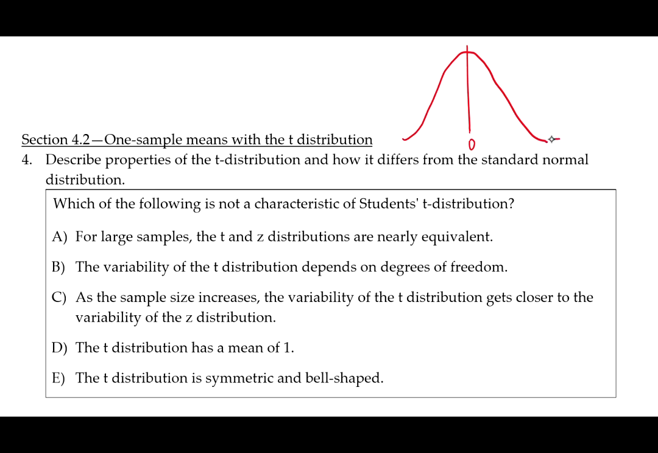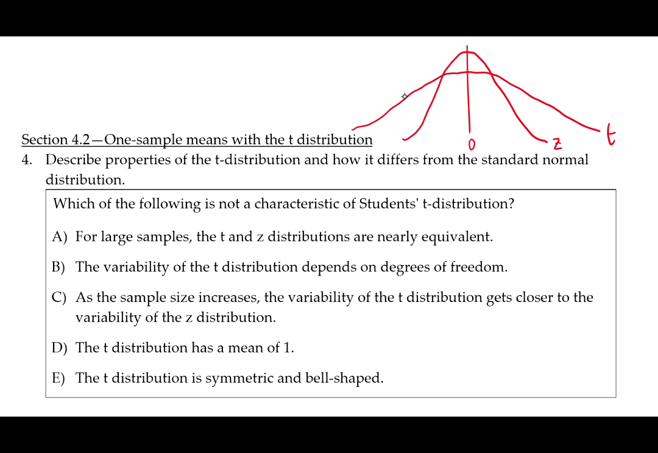That is the z-distribution. The t-distribution is also bell-shaped and centered around 0, but it has more spread. So maybe something like this. This is a t-distribution with maybe 15 degrees of freedom. As the degrees of freedom increase, the t-distribution gets closer to the z-distribution.